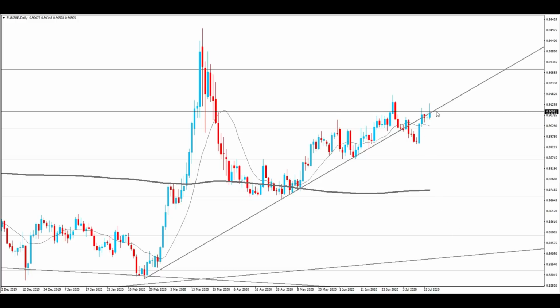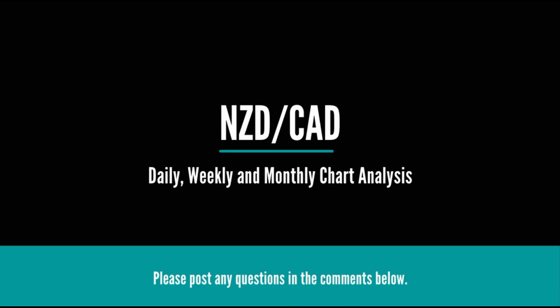But again, if this carries on going up and breaking through that daily trend line and breaks through this daily resistance in the market here, then we could be seeing a longer move to the upside. But my bias is more to the downside with Euro GBP. Okay, so now on to NZD CAD.